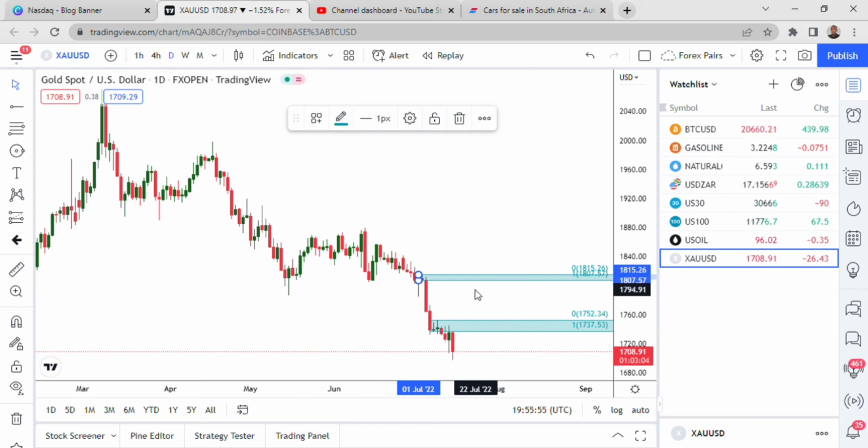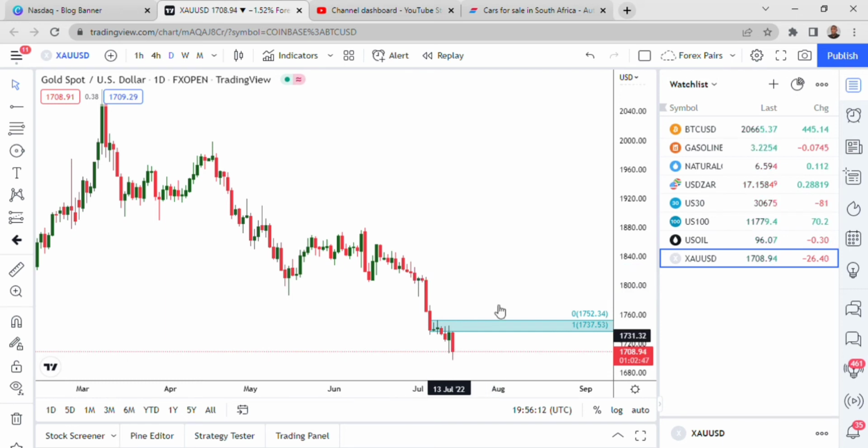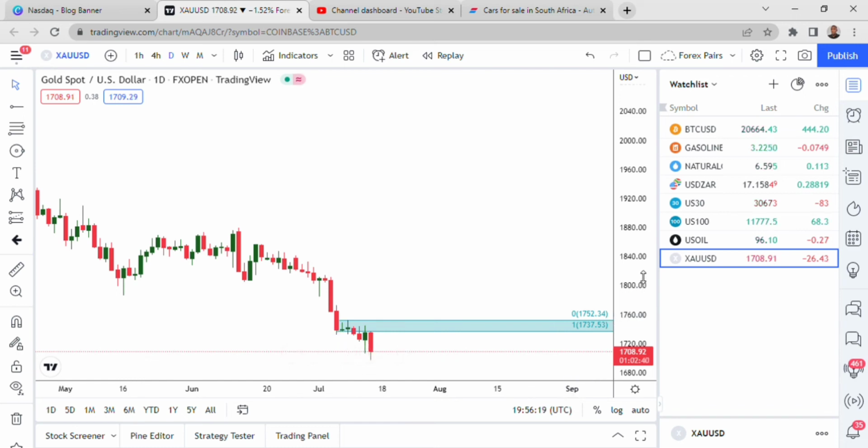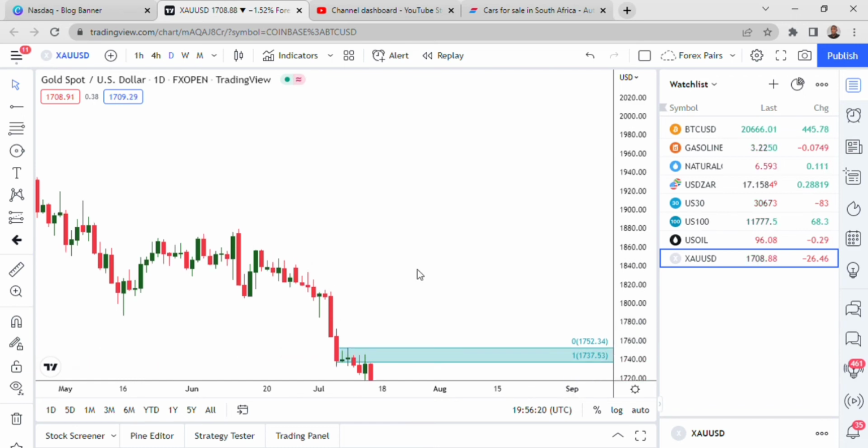Remember, you must always have an area of resistance and an area of support marked on your chart. When one of them gets broken, you shift your focus to the next one, and then you remove the one that is violated. So in this case, this one at the moment is not relevant. We can remove it. But even the current one, as much as it's a pause, the price has never formed a candlestick away from it.